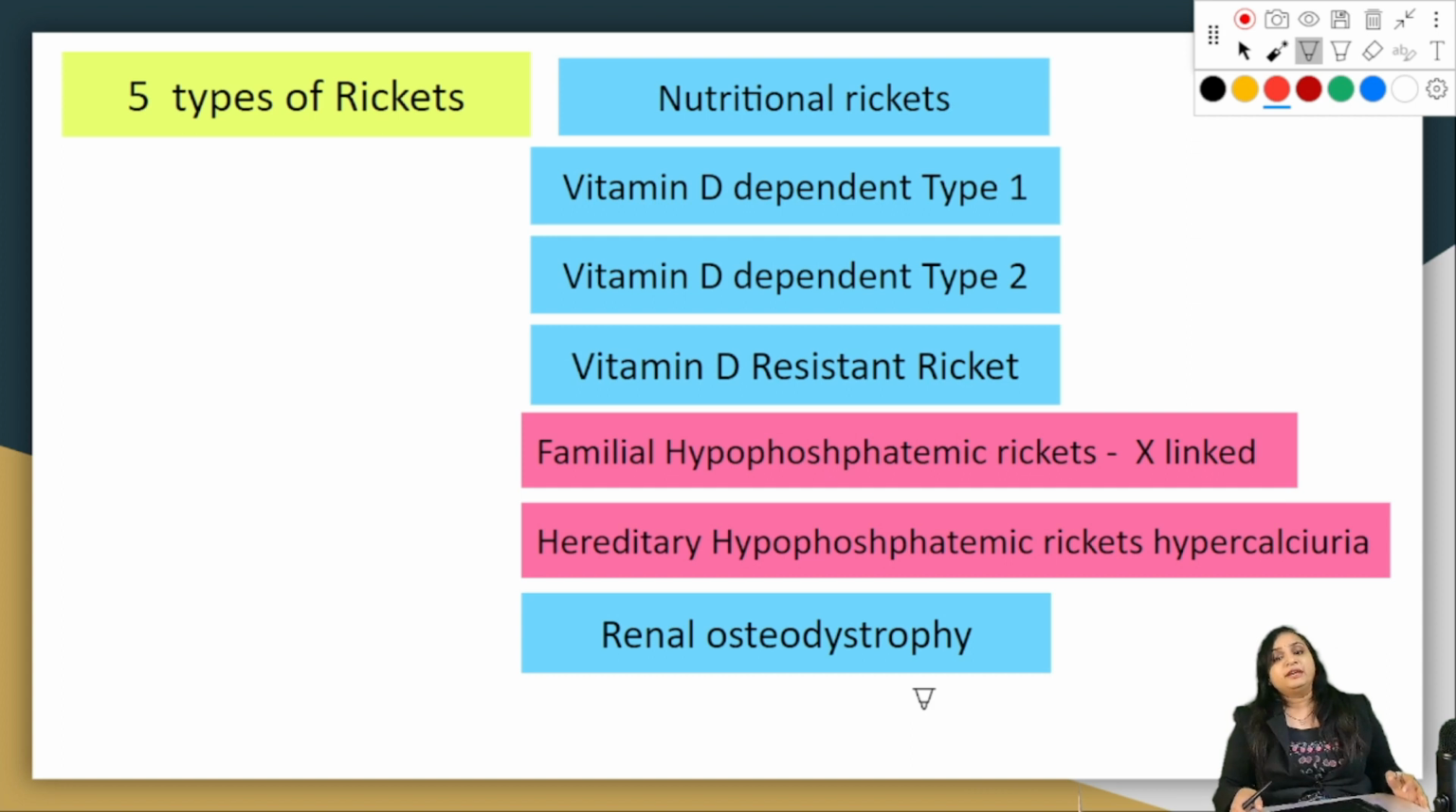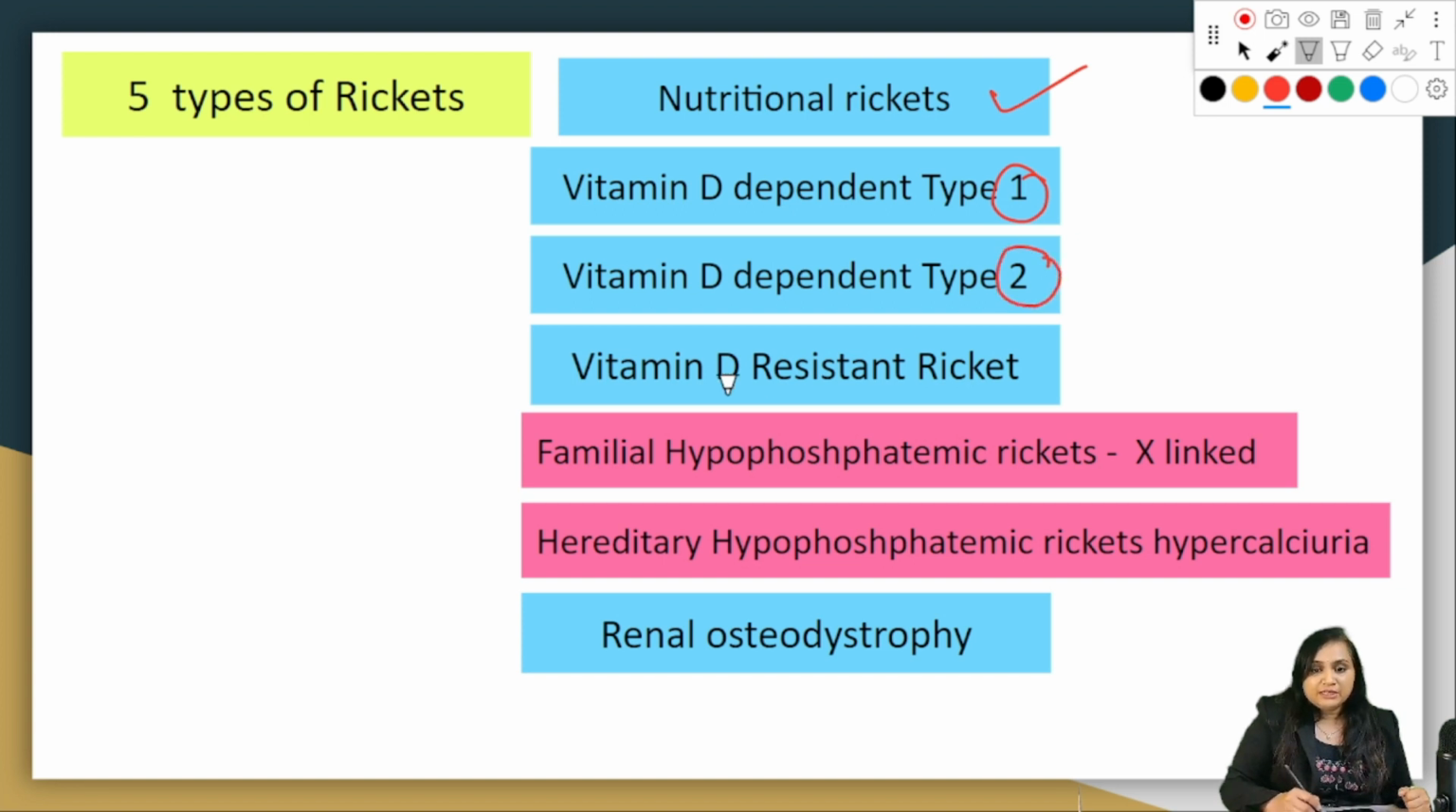So what are the types of rickets? There are 5 types of rickets. One is nutritional rickets, another is vitamin D dependent type 1 and type 2 rickets. Vitamin D resistant rickets, which is further divided into 2 parts: familial hypophosphatemic rickets, which is X-linked dominant, and hereditary hypophosphatemic rickets with hypercalciuria, that is autosomal dominant as well as autosomal recessive.